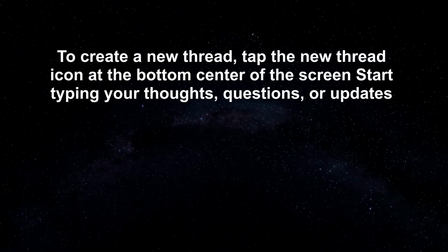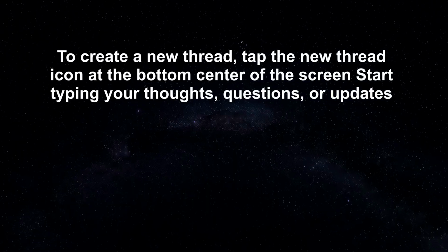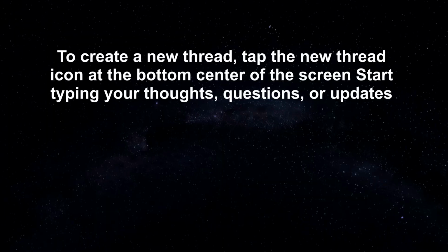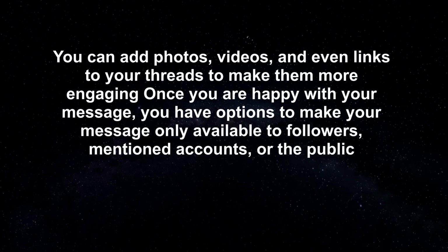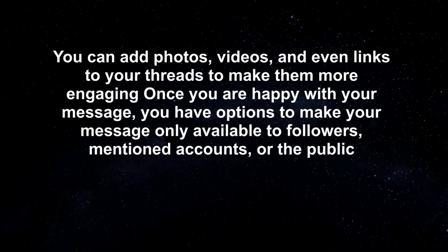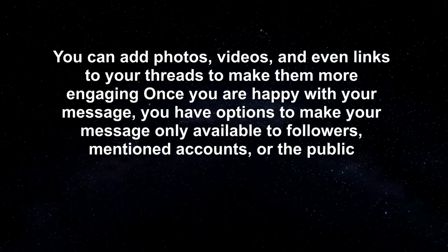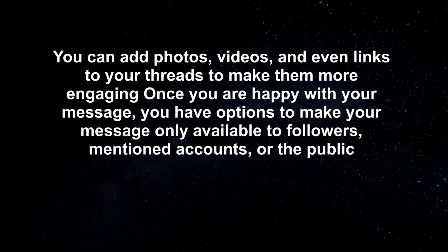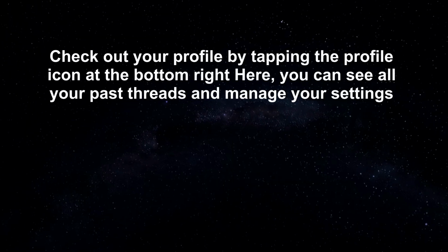To create a new thread, tap the new thread icon at the bottom center of the screen. Start typing your thoughts, questions, or updates. You can add photos, videos, and even links to your threads to make them more engaging. Once you are happy with your message, you have options to make your message only available to followers, mentioned accounts, or the public.